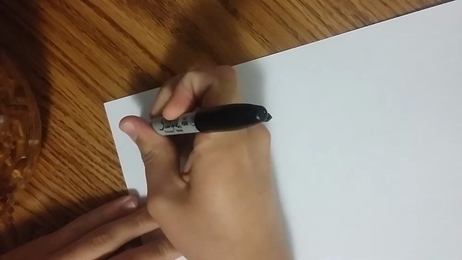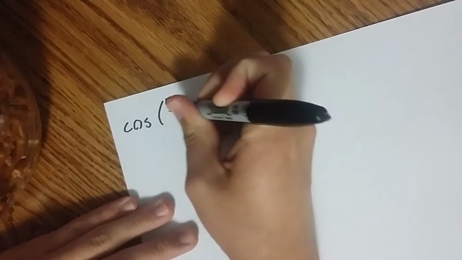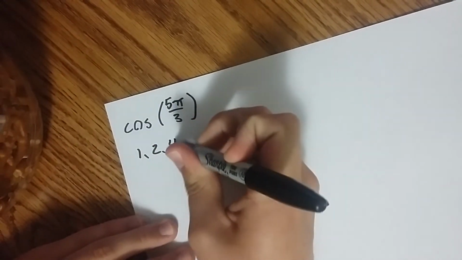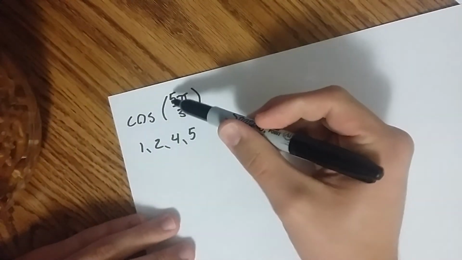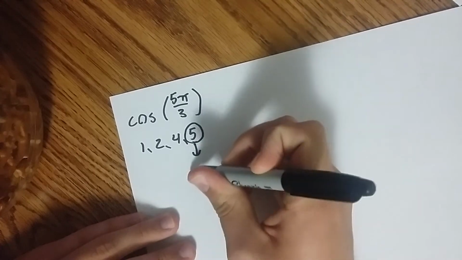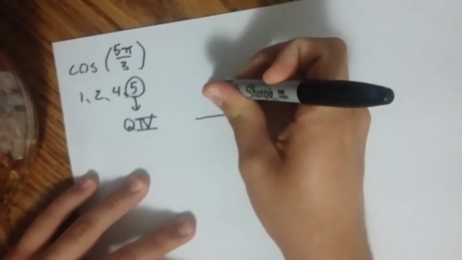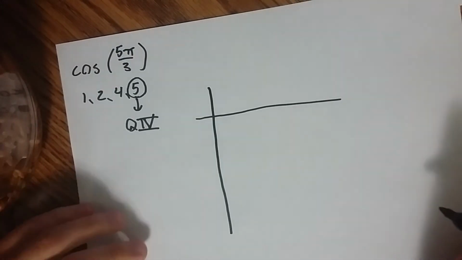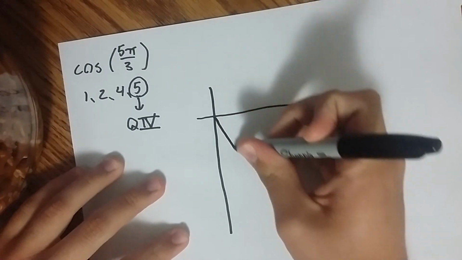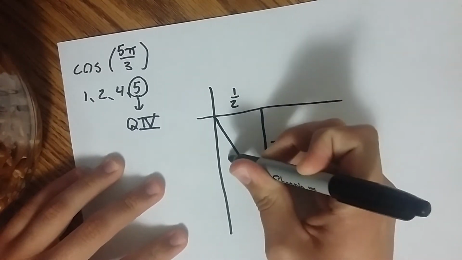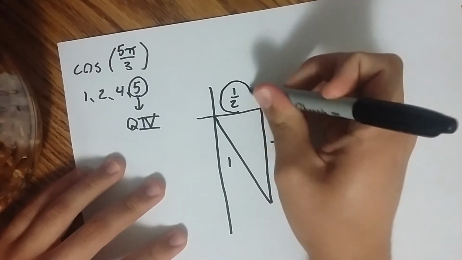Let's do another example. Let's find cosine of 5 pi over 3. We just have to find the four numbers first. 1, 2, 4, 5. Then we look at the top number, that's 5. That is the fourth number. So that means that we are in the fourth quadrant. So now let's draw our picture. How are we going to draw the triangle? Since we have a 3 in the denominator, the short side is going to be on the x-axis. Since cosine deals with the x-axis, our answer is half.